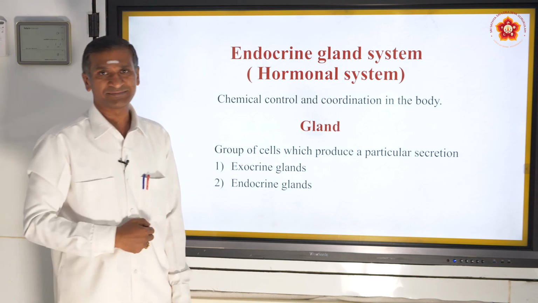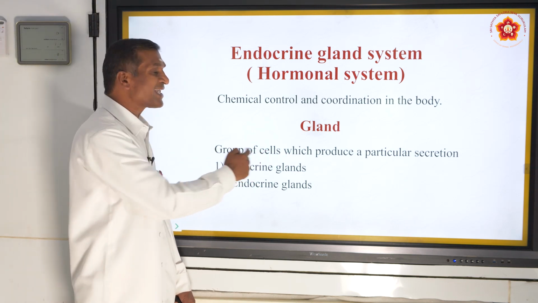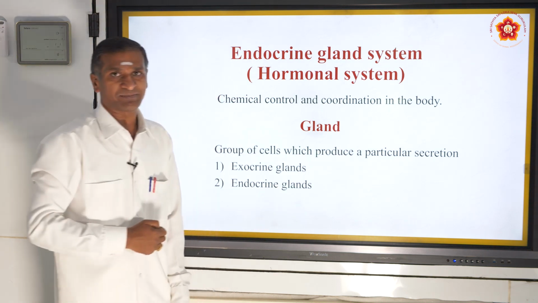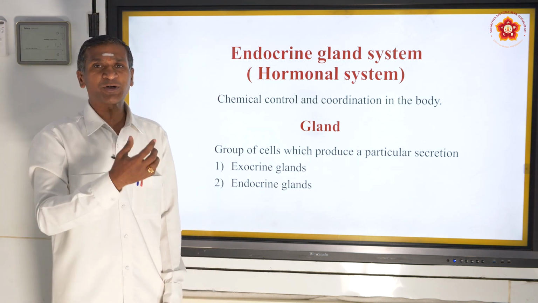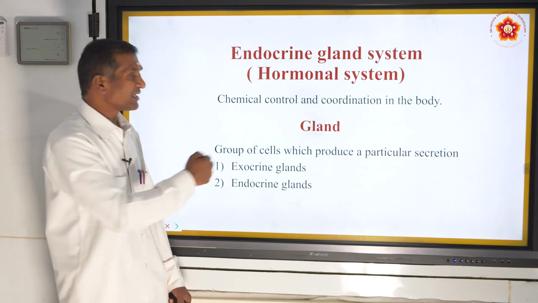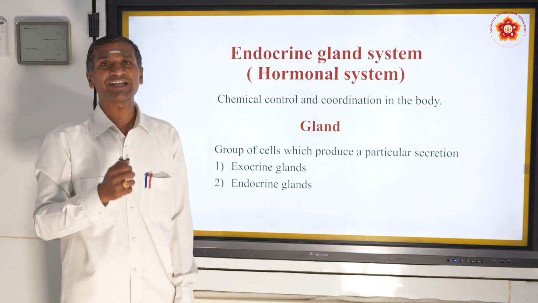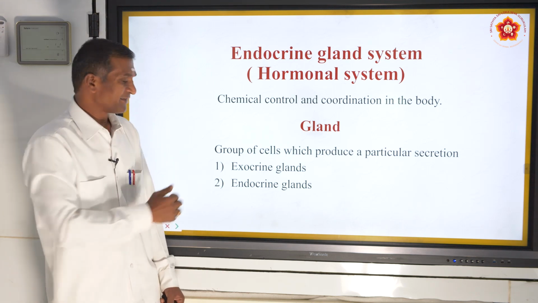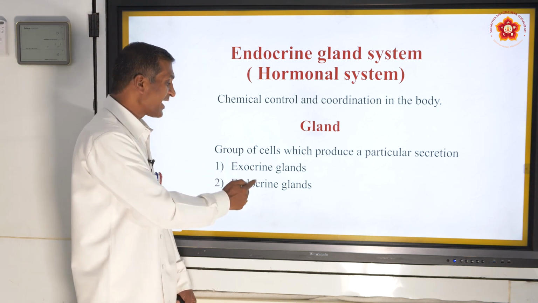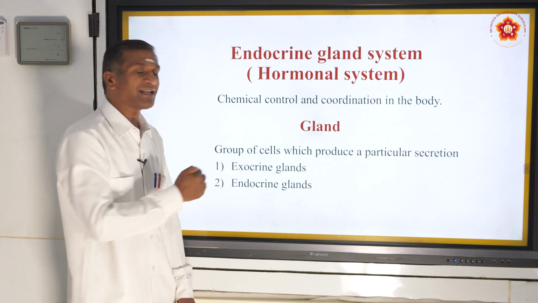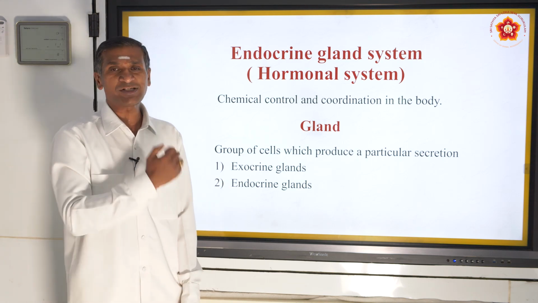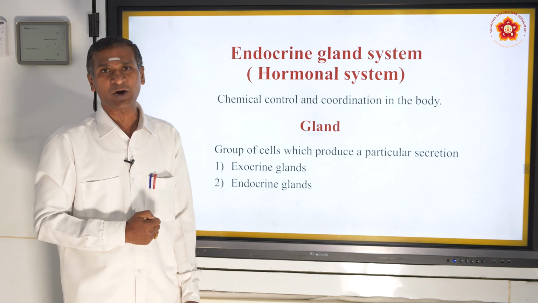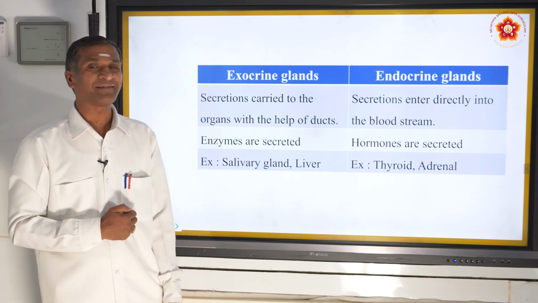Then, what is a gland? A gland is a group of cells which produce a particular secretion. A special group of cells which produces only one specific type of secretion is termed a gland. And in the whole creation of higher animals, which we call vertebrates, they have two types of glands: the exocrine glands and the endocrine glands. No doubt both are glands, but they differ in their structure, function and position in the body. Let us see about the exocrine and the endocrine glands.